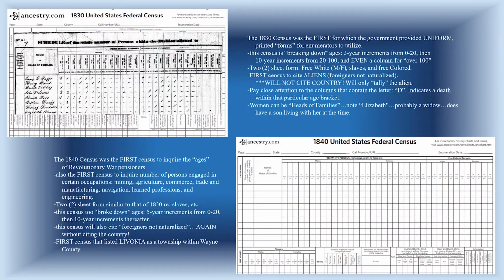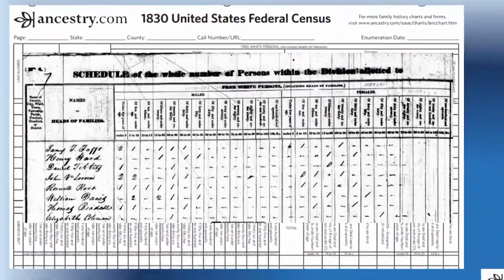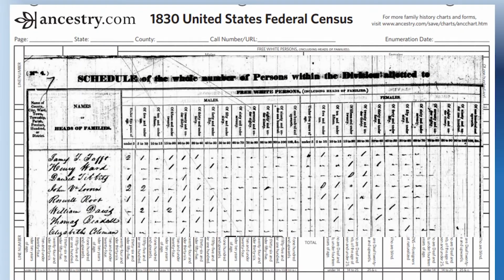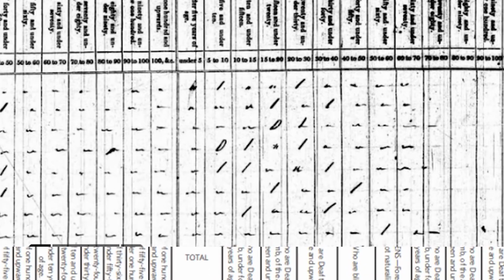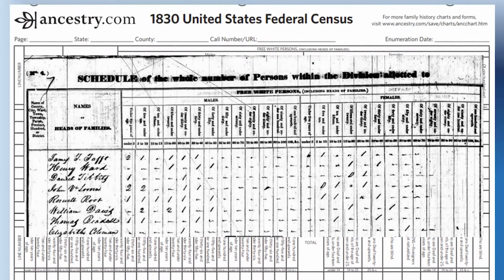Pay close attention to the columns that contain the letter D. It indicates a death within that particular age bracket. Look inside the record. We see it here and here. So within that particular family, within that year, a female between the ages of 6 and 10 died, giving you a clue to research that.